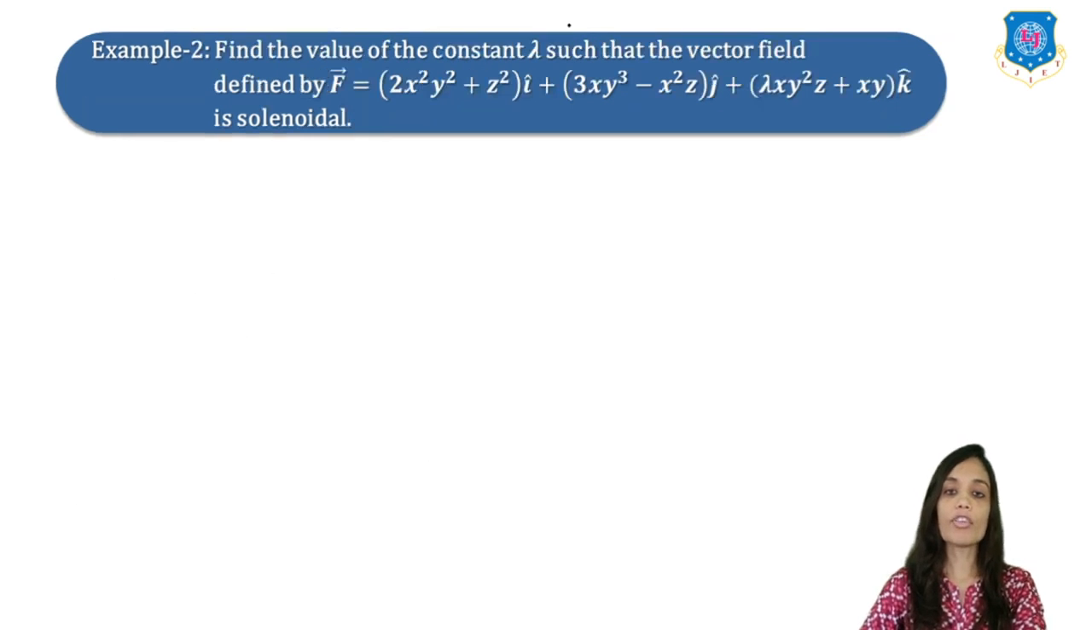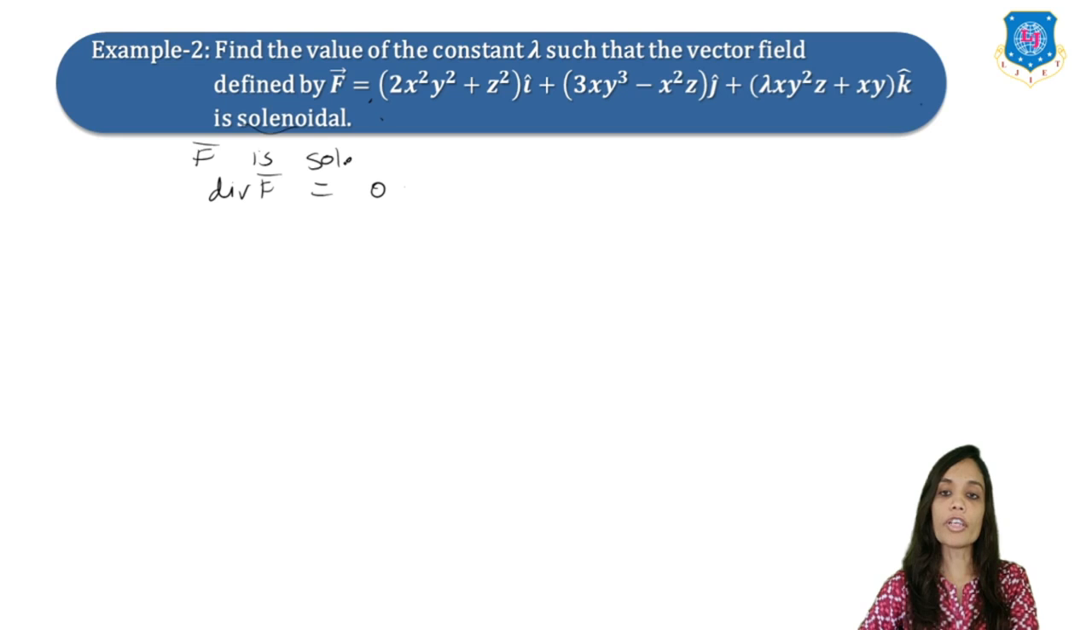Now let us solve one more example. We have to find the value of lambda for the vector field f bar, provided this vector field is solenoidal. So you are given that this vector field is solenoidal. So what can we write? The divergence of f bar is equal to 0, because we are given that f bar is solenoidal.